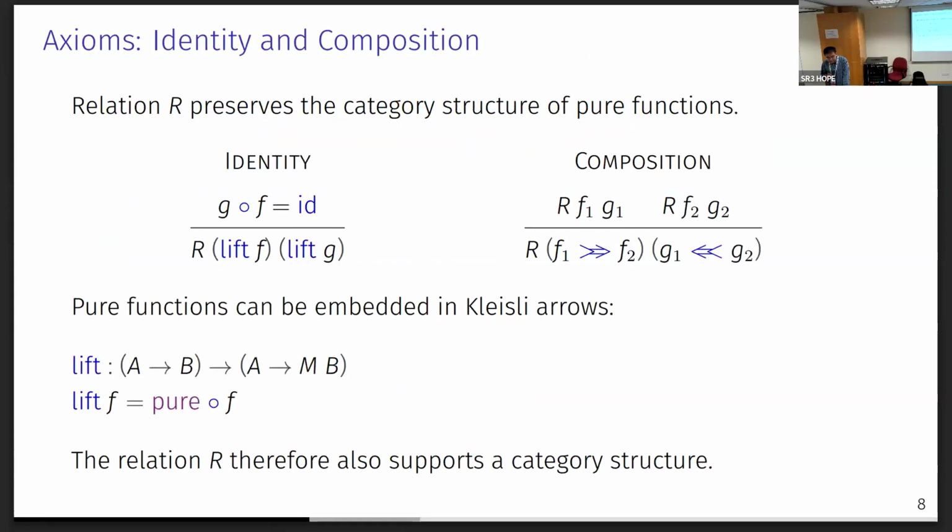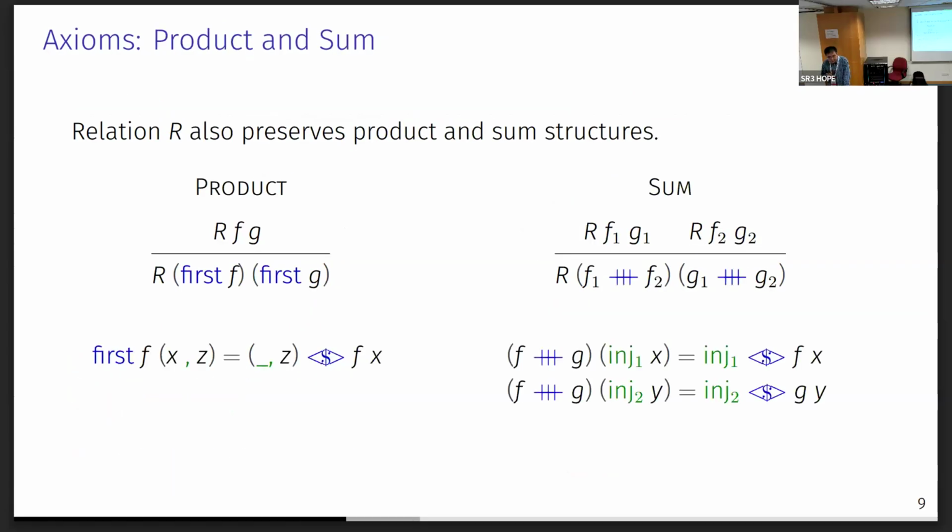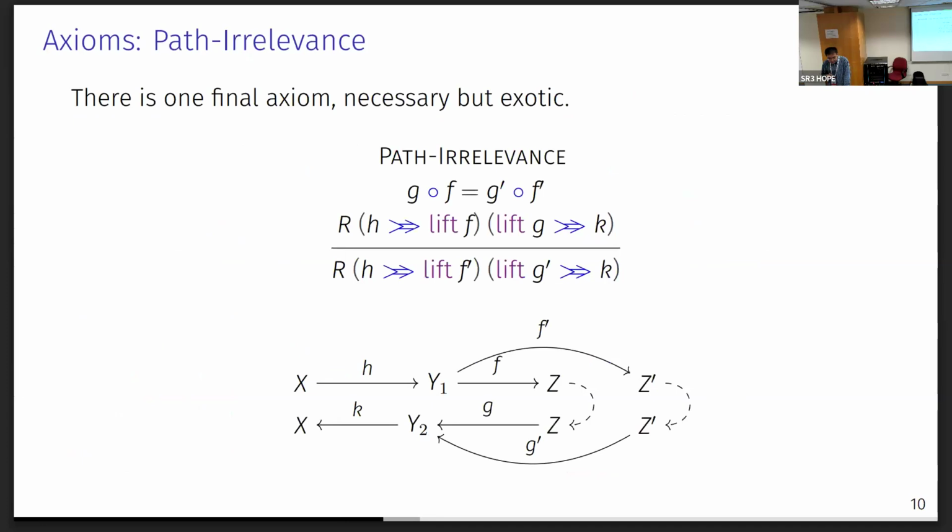And for it to actually describe something that's meaningful, we need a set of laws or axioms for this relation. So we had identity, composition, and these two for the category structure. And we also have product and sum to support the product and sum combinators. And finally, we have this very exotic looking, but still necessary axiom, which specifies a very specific situation.